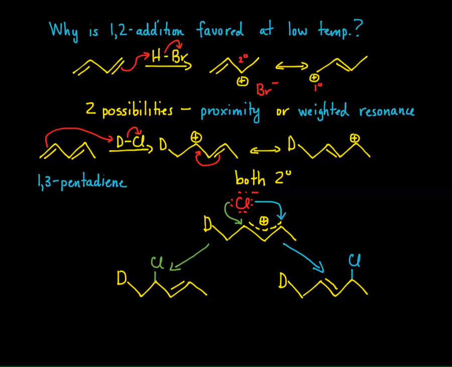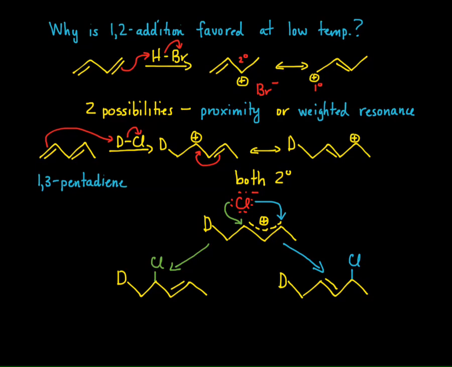Now, if this transition state is solely based on proximity, then we should see the product on the left, right? Because the chloride is closer to the carbocation on the left, and so we should see more product on the left than we see product on the right. If, however, the transition state is based on a weighted resonance, then for both of these, there is no weighted resonance. Both of them are secondary allylic systems, and therefore we would expect to see a 50-50 mixture.